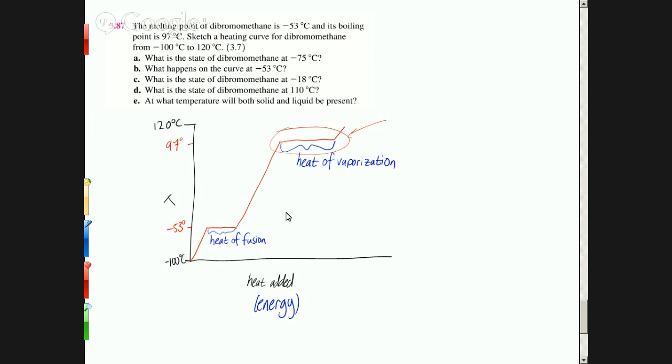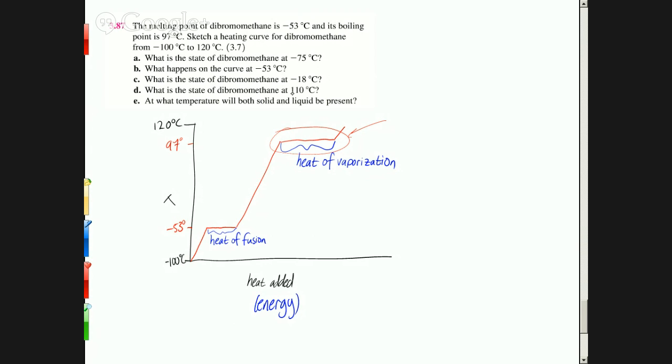We talked about what happens in the curves. So what is the state of dibromomethane at minus 18? That's hard to see here. Minus 18, what would the state be? Wouldn't it be a solid? Liquid. Well, so the question is, is minus 18 above or below the melting point? That's above the melting point because the melting point is minus 53. So if we're above the melting point, we're a liquid until 97 when we change into a gas. So remember, here is solid in this part, liquid in this part, and vapor over here.